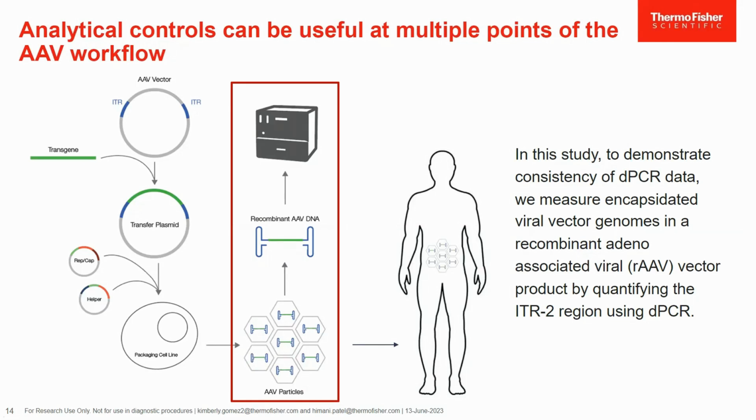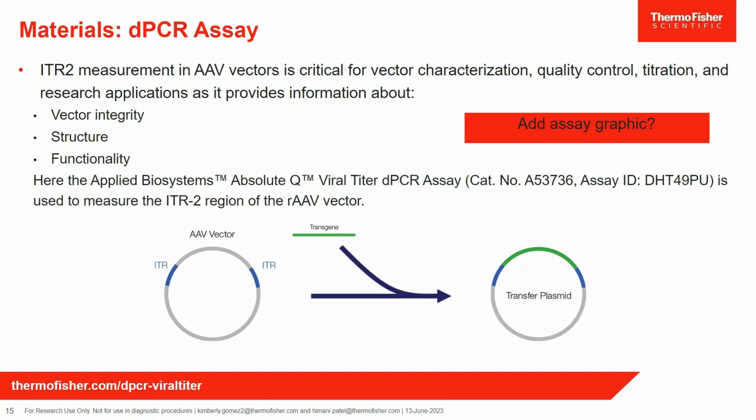In this study, to demonstrate consistency and precision on the Absolute Q platform, we measure recombinant AAV genomic DNA along with a control using primers and probes that target the ITR2 region. ITR2 is an important gene for AAV packaging. It's required for the proper translocation of genomic DNA into the AAV capsid. So for our study, we used primers and probes from Applied Biosystems, which target the ITR region.